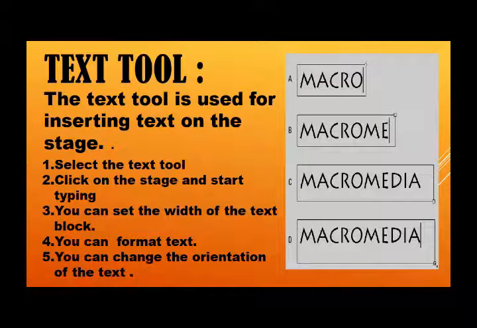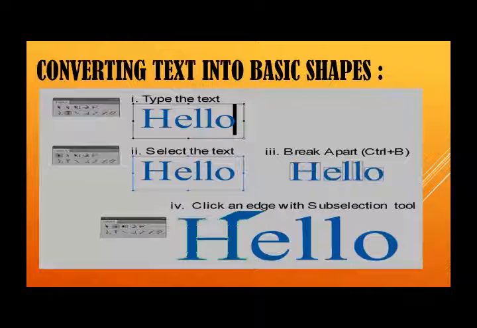Now moving on to the next one, which is converting text into basic shapes. It means that you have different types of letters in your presentation, but if you want each word to show a different type of structure, you can change that. How can we change it? Flash has a unique feature to convert text into basic shapes. You can then reshape a character using the selection tool. You can also fill characters with a gradient. However, after converting text to a shape, you can no longer edit it as text.